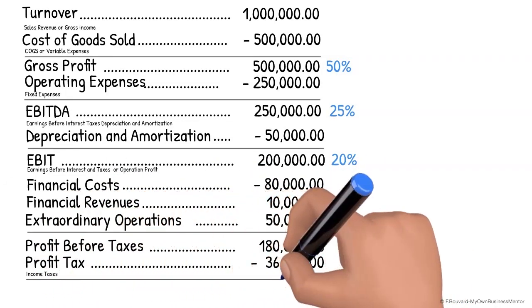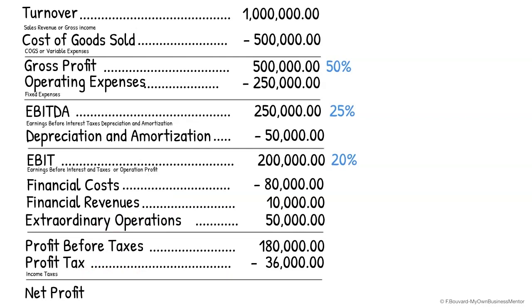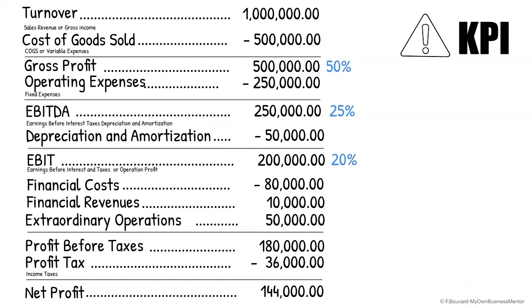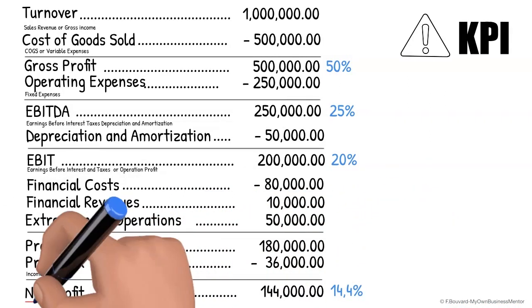Finally, the last line of a P&L is the net profit, also known as the bottom line. This number tells us the overall financial health and success of the business. Needless to say, it's an important KPI. In our case, the net result is $144,000, translating into a healthy 14.4%.